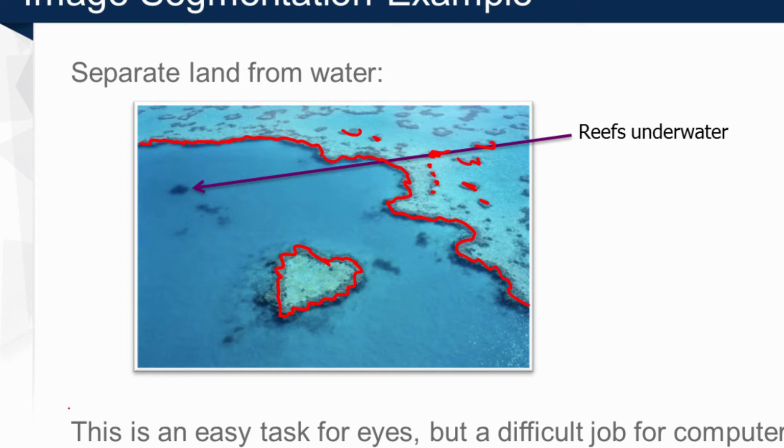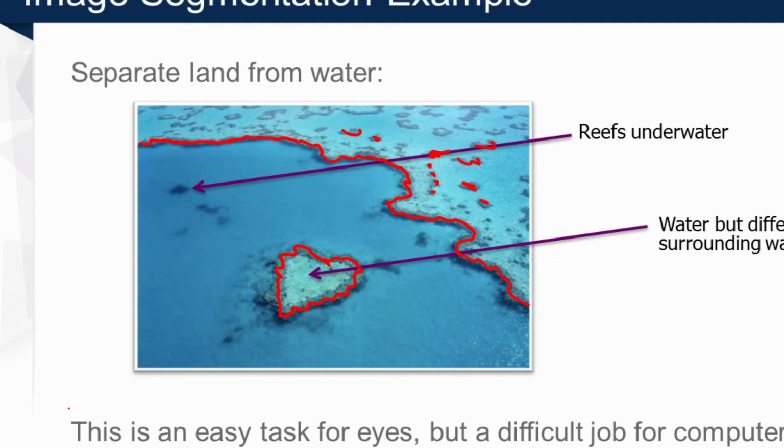And so I may get some errors in my segmentation if I use such a simple way of classifying land and water. I also may run into problems because there's two different kinds of water in this example. So we have some deeper water, which is darker blue, and some more shallow water, which is lighter blue. And depending on how I train my algorithm to separate land from water, it may have trouble with these two different kinds of water with different intensities.